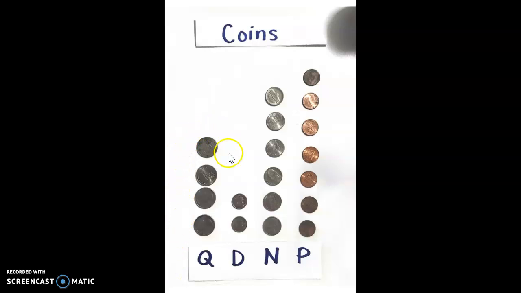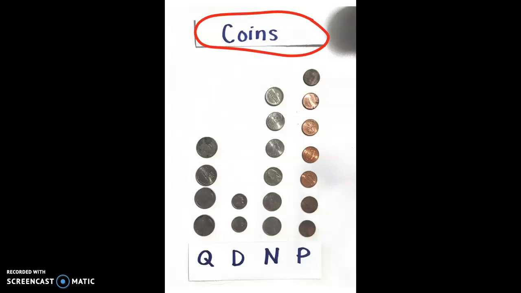In my first column here, I've placed my quarters. In my second column are my dimes, and in my third column I have the nickels, and here in my last column I have my pennies. And you can also see here that I've added a label to my graph up here at the top. I'm calling this real object graph coins.